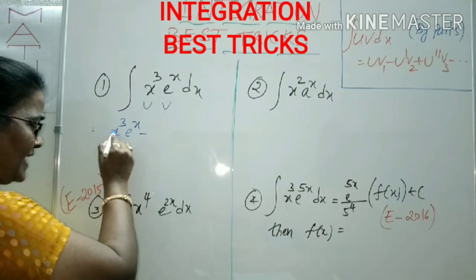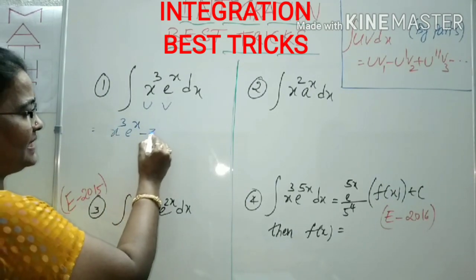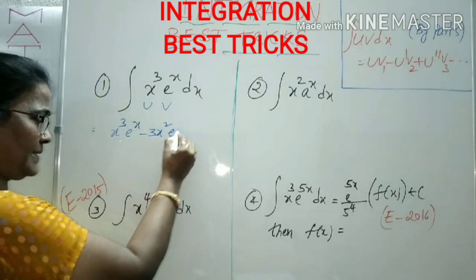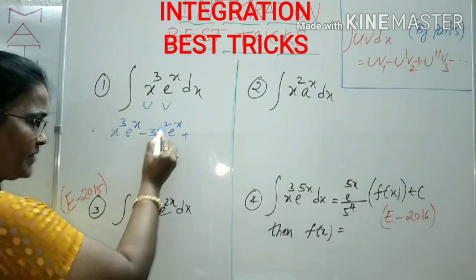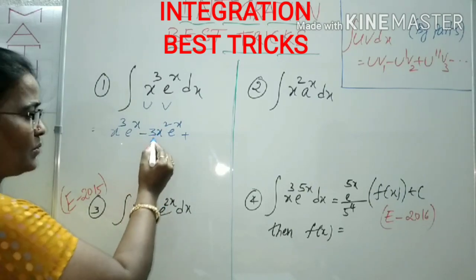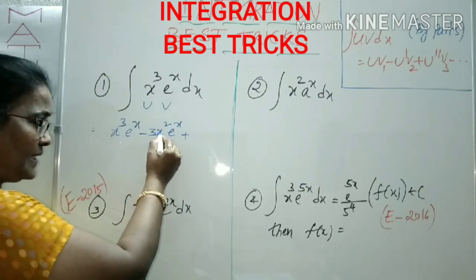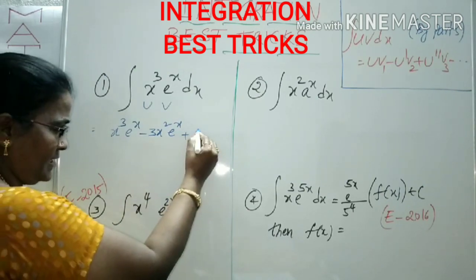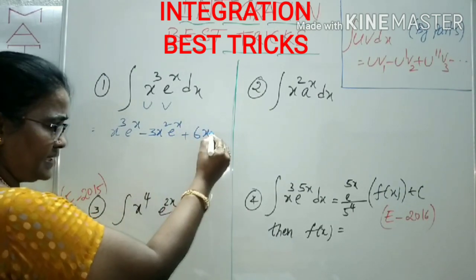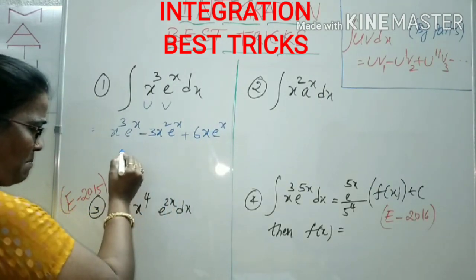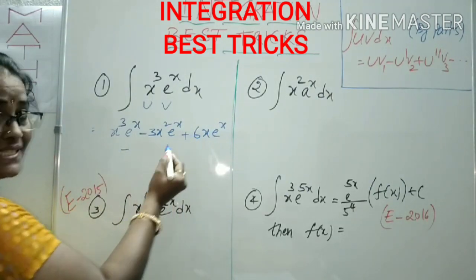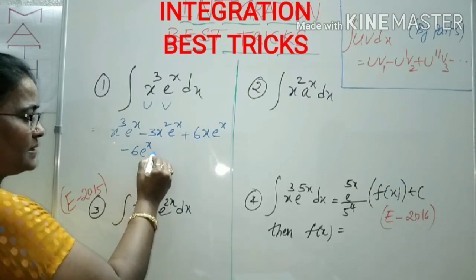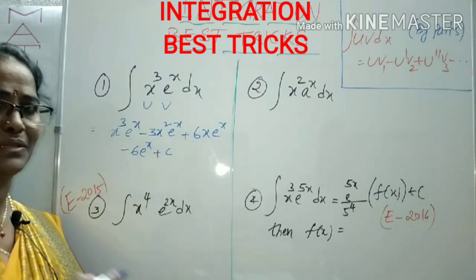Now what is u dash? X cube derivative, that is 3x square, into again e power x integral is e power x, with the next plus. Now we take this derivative. What is the derivative of 3x square? X square derivative is 2x, into 3, 6x, with the 6x again e power x integral is e power x, with the next minus. 6x derivative is 6. E power x integral is e power x plus c. That c is nothing but the integral constant.